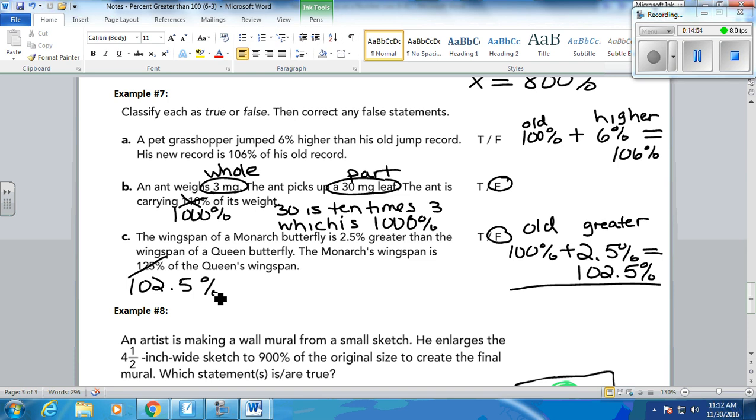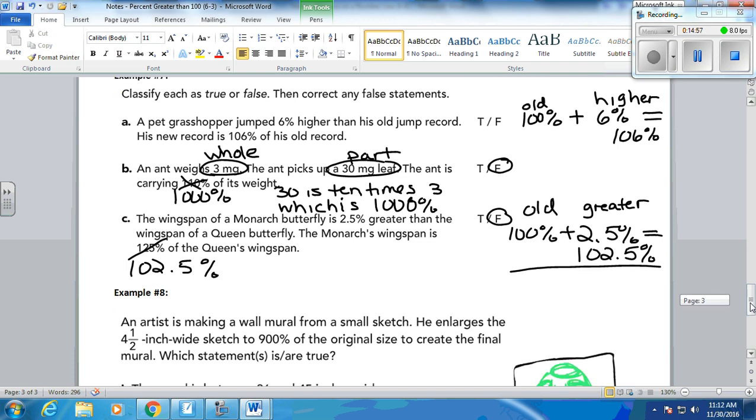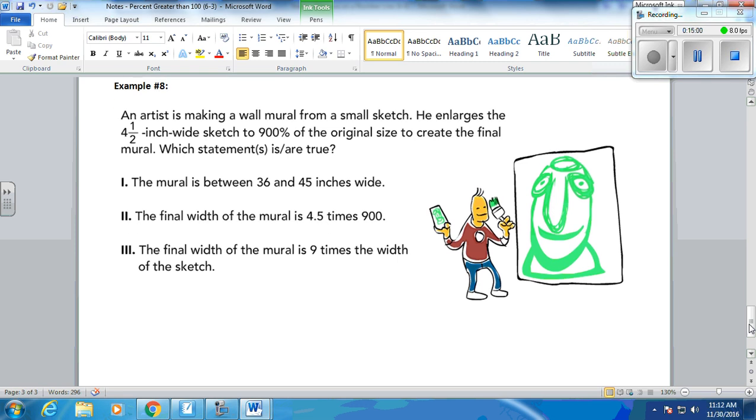Number 8 says that an artist is making a wall mural from a small sketch. He enlarges the 4.5-inch wide sketch to 900% of the original size to create the final mural. Which statements is or are true? Is the mural between 36 and 45 inches wide? Is the final width of the mural 4 5/10 times 900? Or is the final width of the mural 9 times the width of the sketch? Well, I know already that 900% technically means 9 times. So since 900% is 9 times, I know that that one is going to be true.